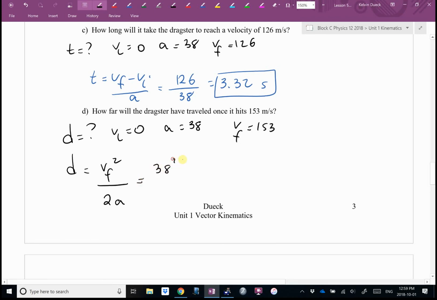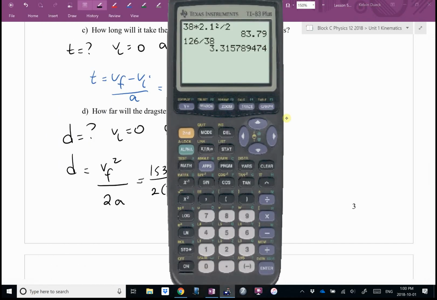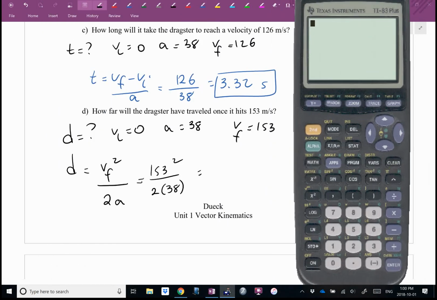It's going to be 153 squared divided by 2 times 38. Graham, is this a fraction? Yes. Is there more than one number on the top? I don't need brackets around the top. Is there more than one thing in the bottom? I need brackets around the bottom: 2 times 38. You get 308 meters? Am I right?